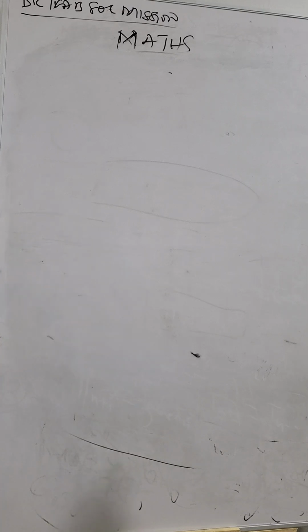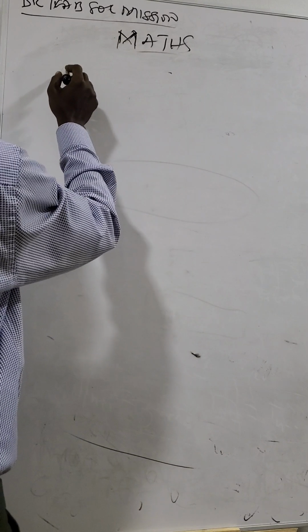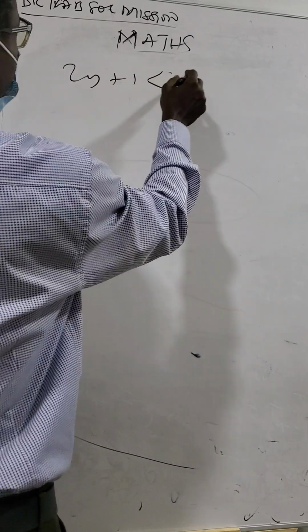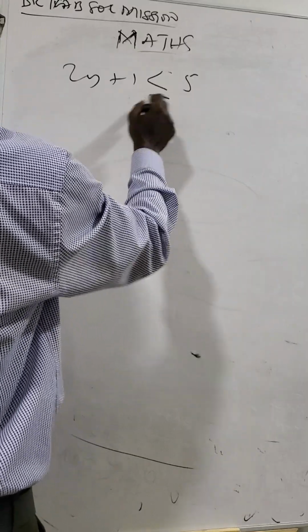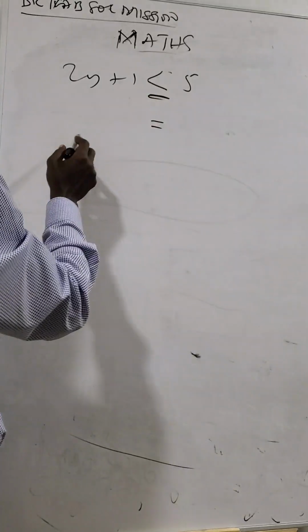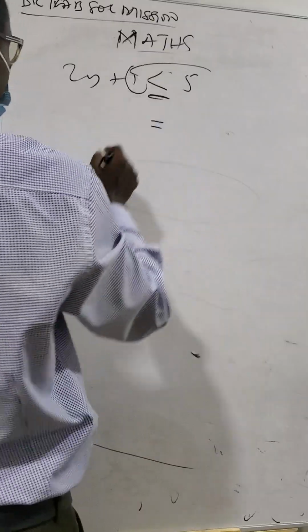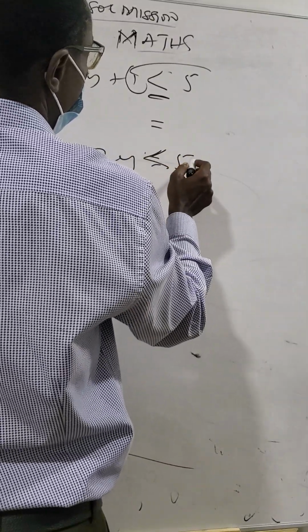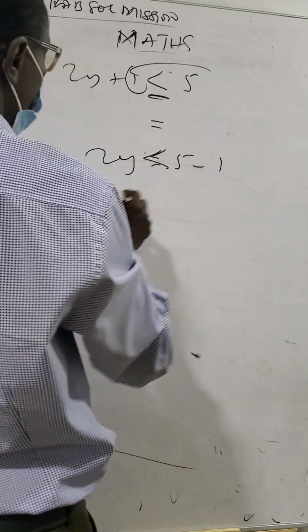Right, so let's look at inequalities. Let's say 2y plus 1 is greater than 5. We treat this one just like we do with an equal sign, so we send all the numbers to the other side. 2y is greater than 5 minus 1.